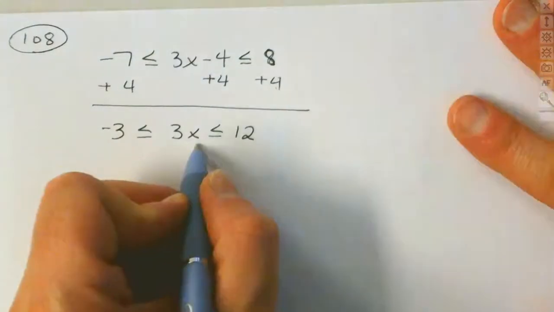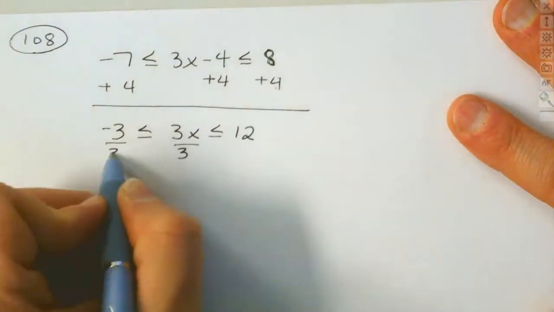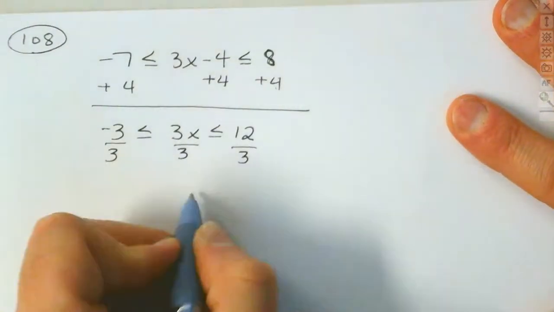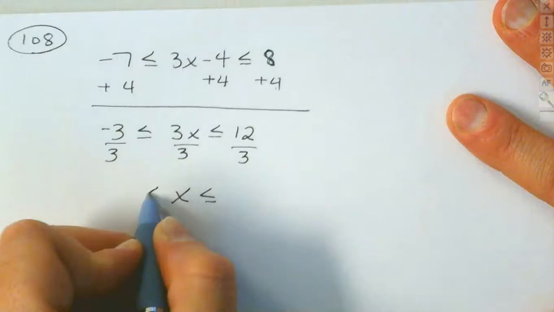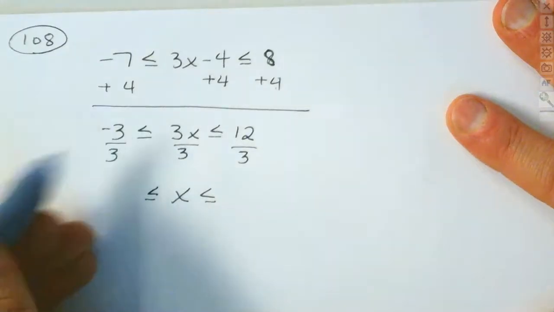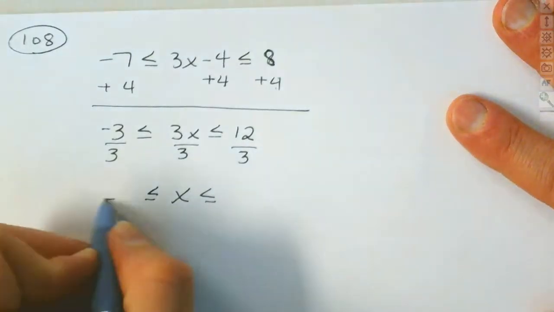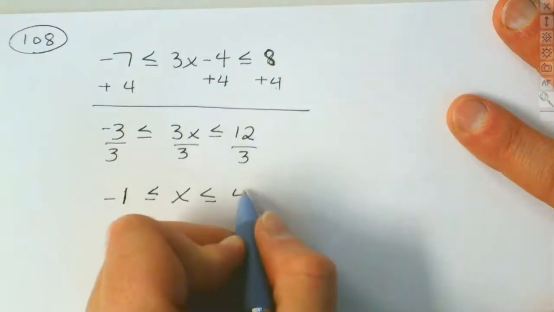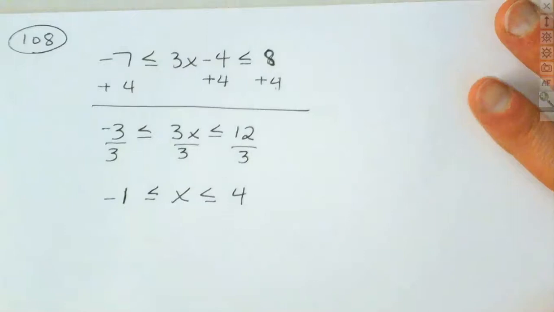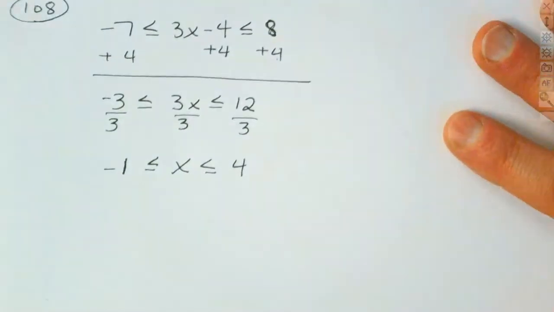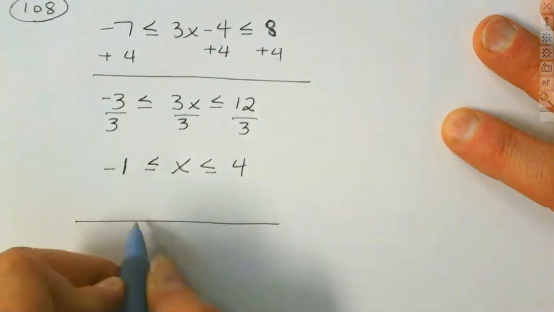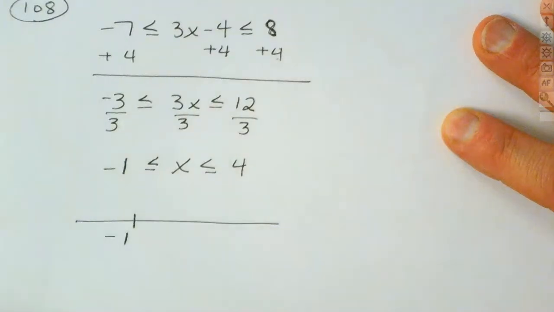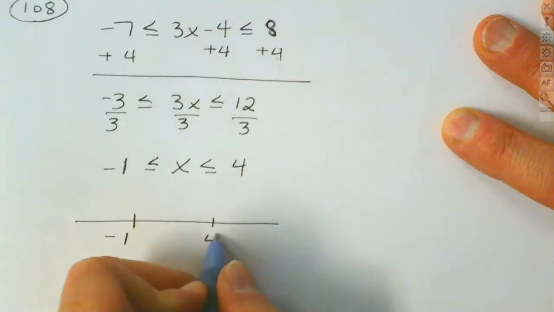Yep, divide by 3. Okay, and that's going to get the x by itself in the middle. Negative 3 divided by positive 3 leaves you with a negative 1. 12 divided by 3, that's a 4. What does it look like now on the number line? We've got a negative 1, positive 4.